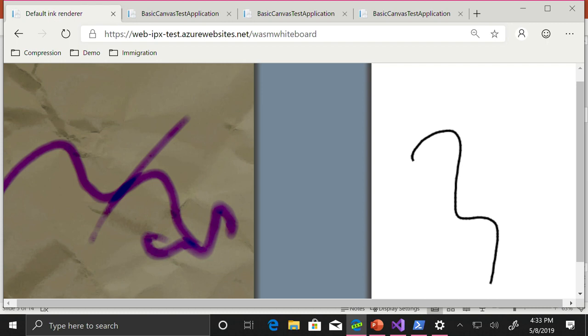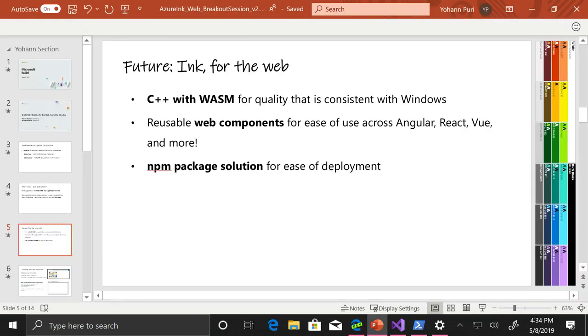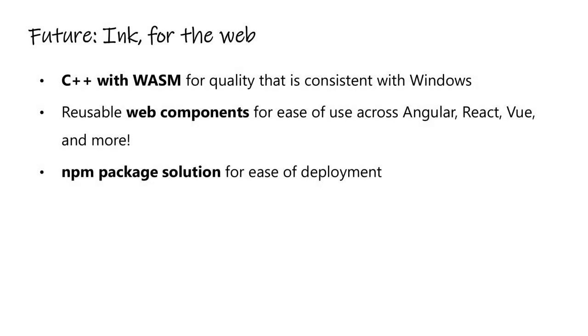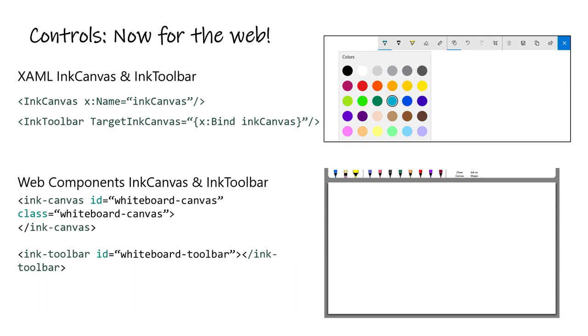Now, when we were working on this problem of quality, we asked ourselves how we wanted to deliver this experience to you, the developer, to make your lives easier. I'm going to head back into my presentation really quick. Now, on native code, it was just as simple as dropping in an ink canvas and an ink toolbar, and you had an inking experience.